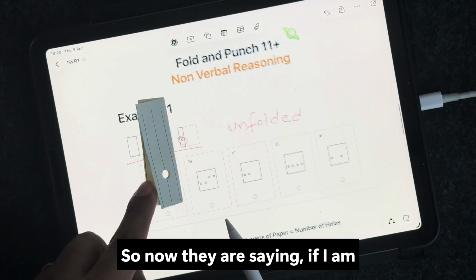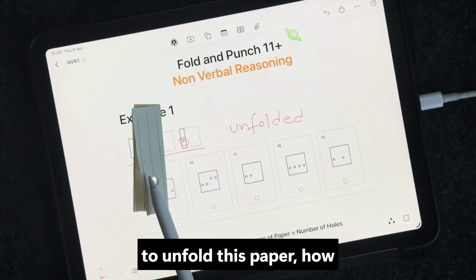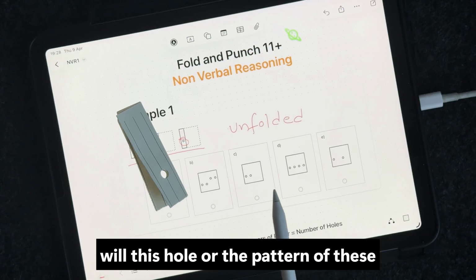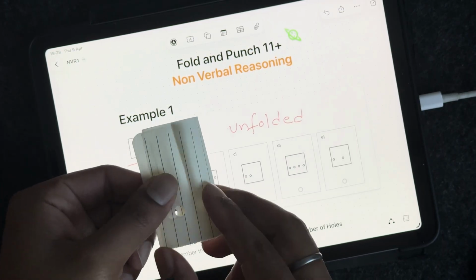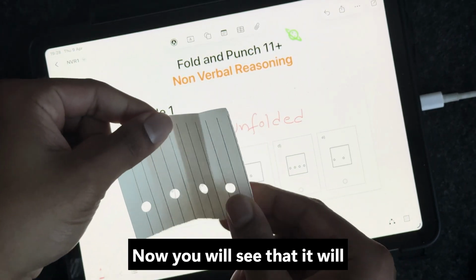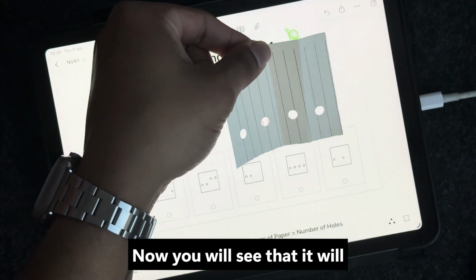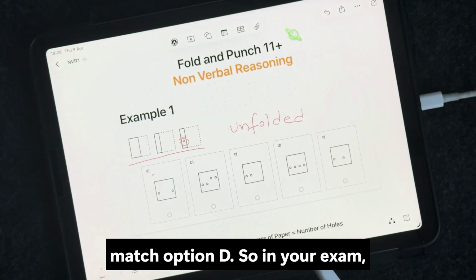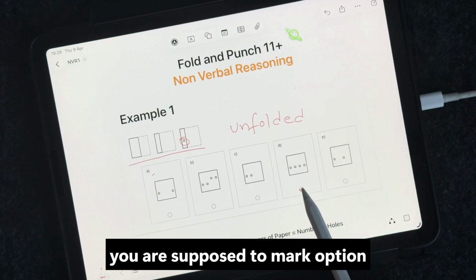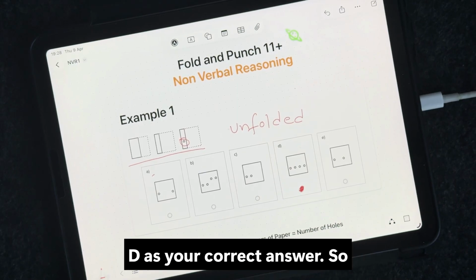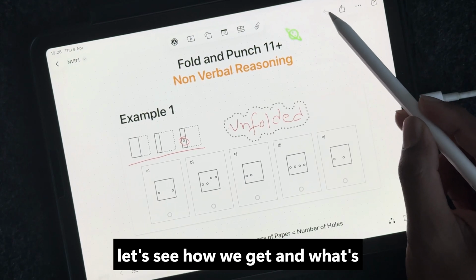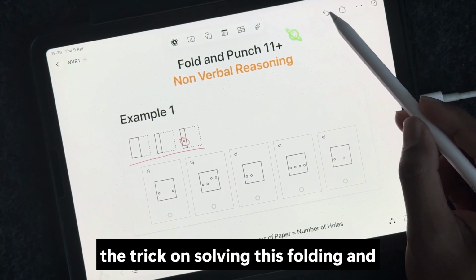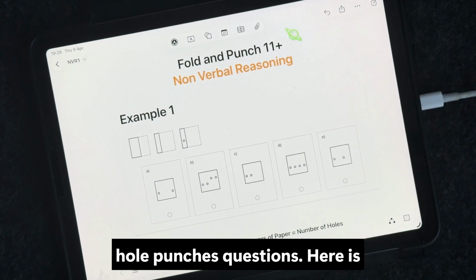Now they are asking, if I unfold this paper, how will the pattern of these holes be? So if I unfold this paper, you will see that it matches option D. So in the exam, you are supposed to mark option D as your correct answer. Let's see what the trick is for solving these folding and hole punch questions.